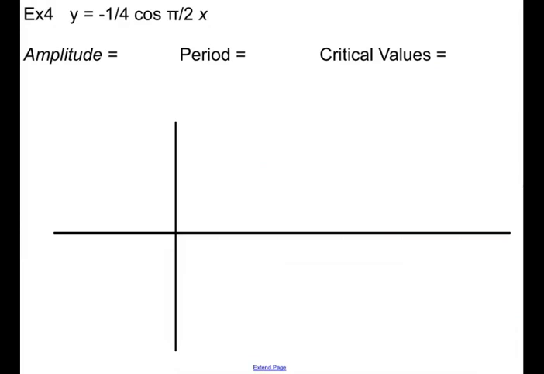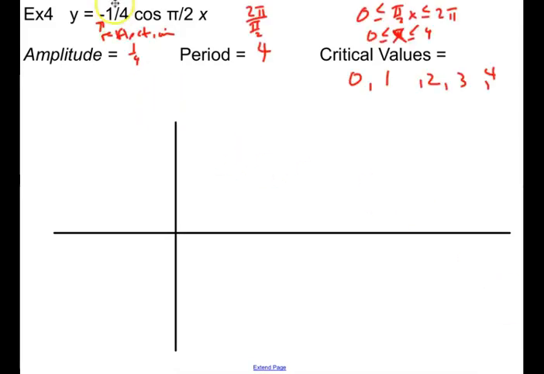So why don't you see what you can do with this one? All right. I have a reflection because I have a negative in front, and my amplitude is 1/4. Then I'm going to take 2 pi and divide by pi over 2 and flip and multiply, and I end up with a period of 4.